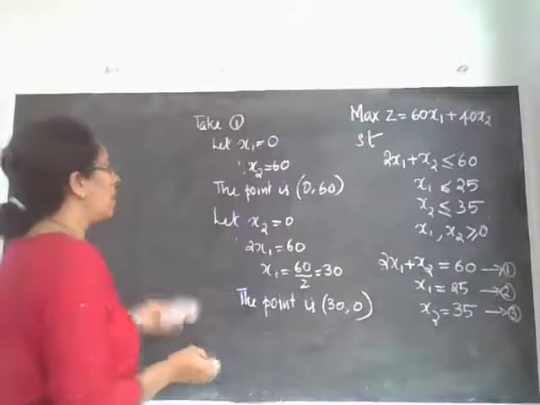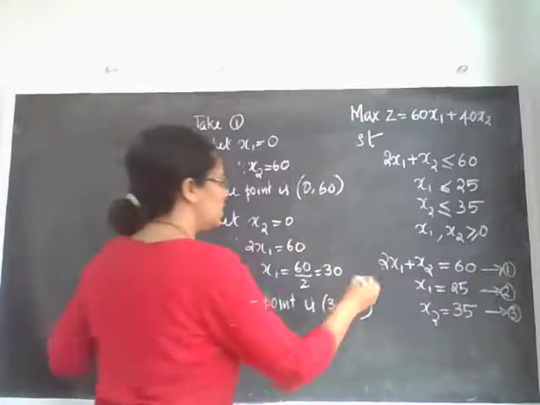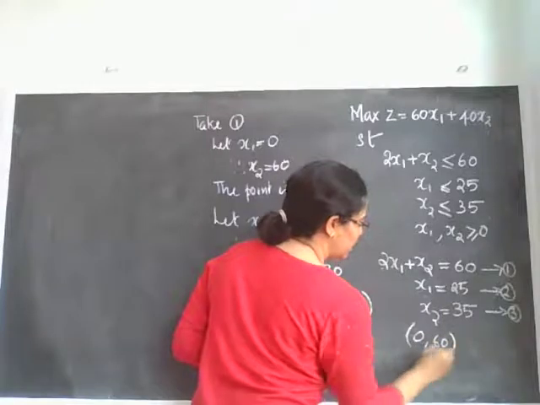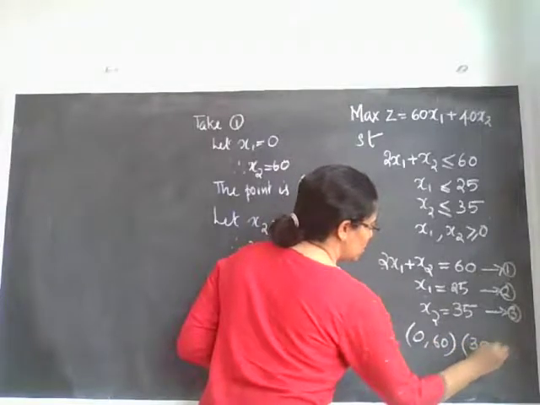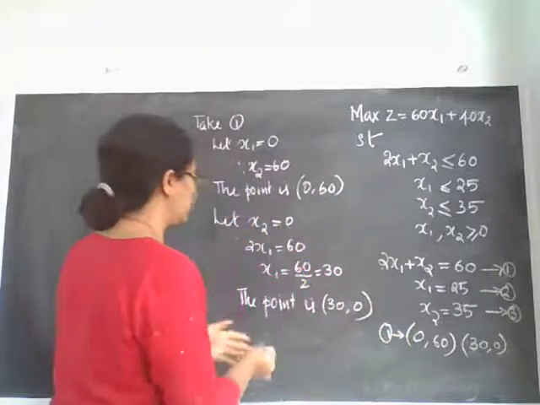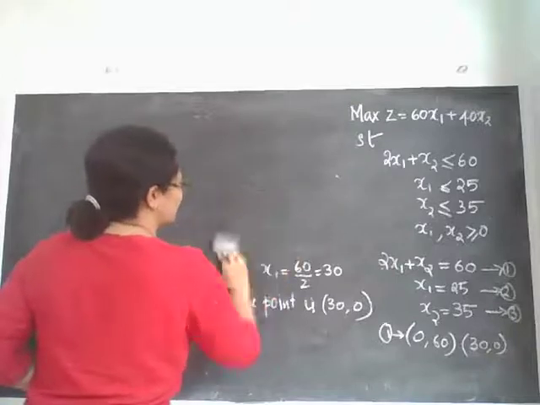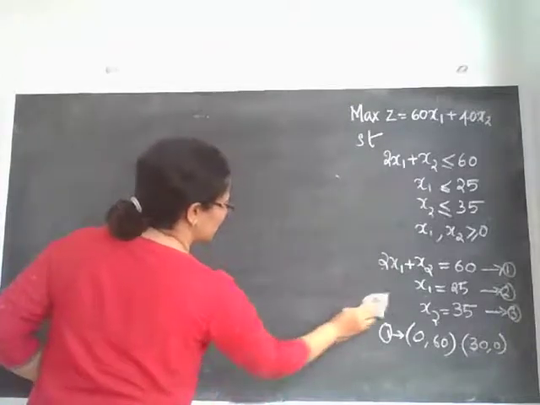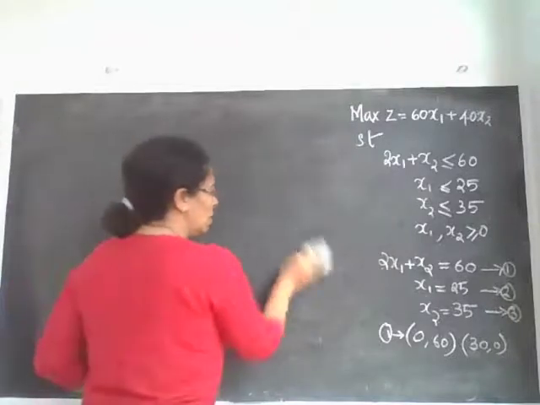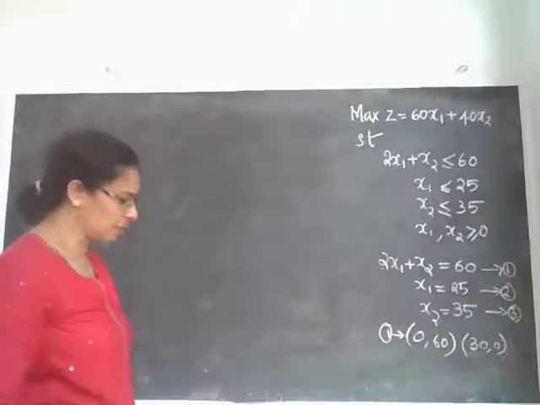I'm going to rub this off. We have the points here as 0, 60 and 30, 0. Now, what shall we do now?